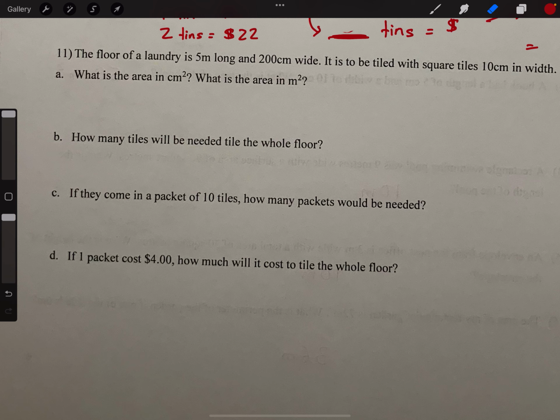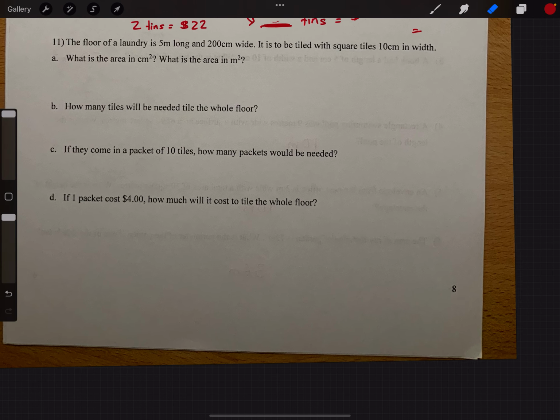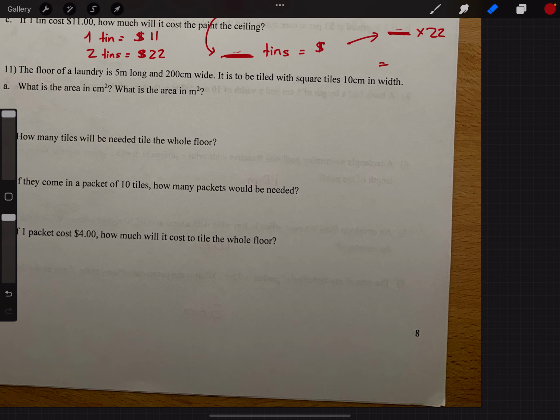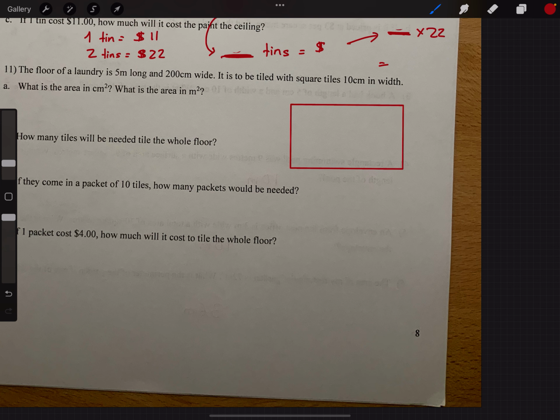Okay, question 11. The floor of a laundry is 5 meters long and 200 centimeters wide. Oh, we have a lot of space to draw here, so maybe I'll do this one here. Yes, rectangle. Awesome. So this is the floor, and it is 5 meters long and 200 centimeters wide. It is to be tiled with square tiles of, okay, so here's a tile. Here's a tile.